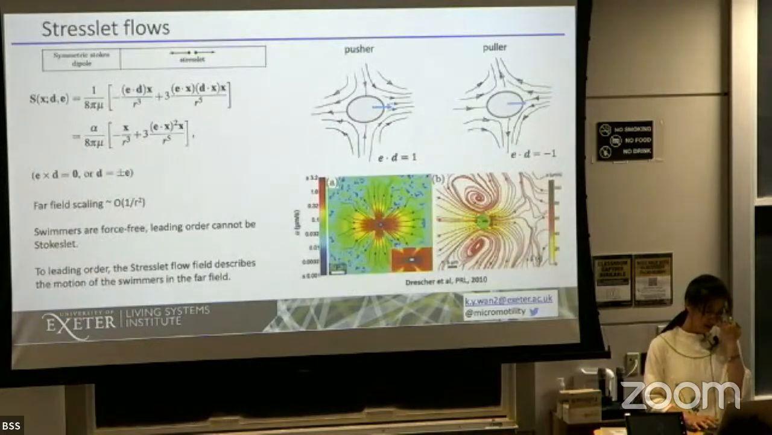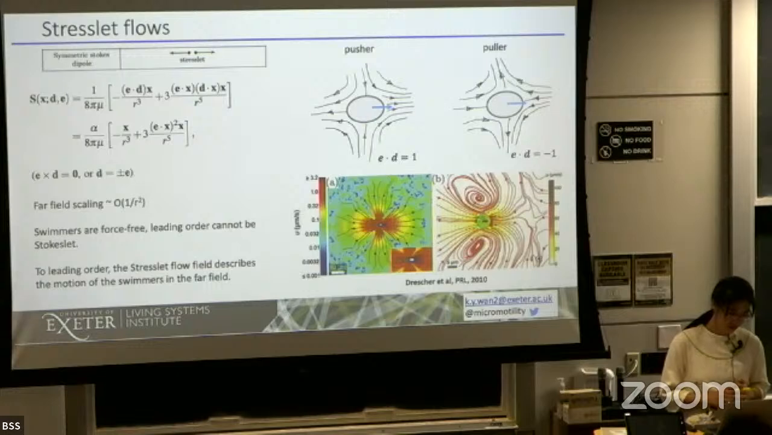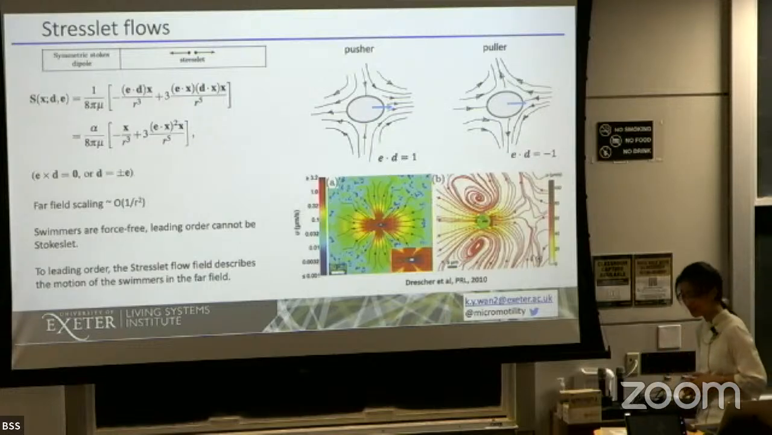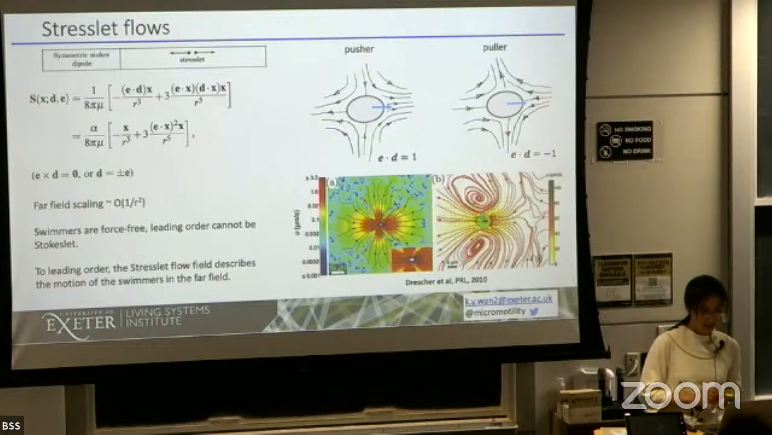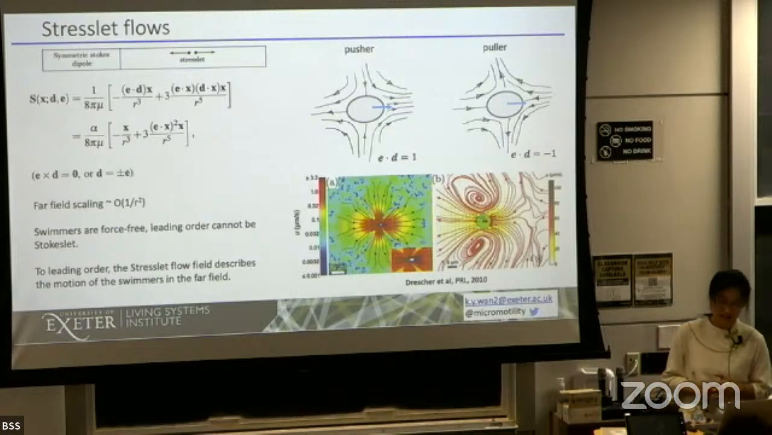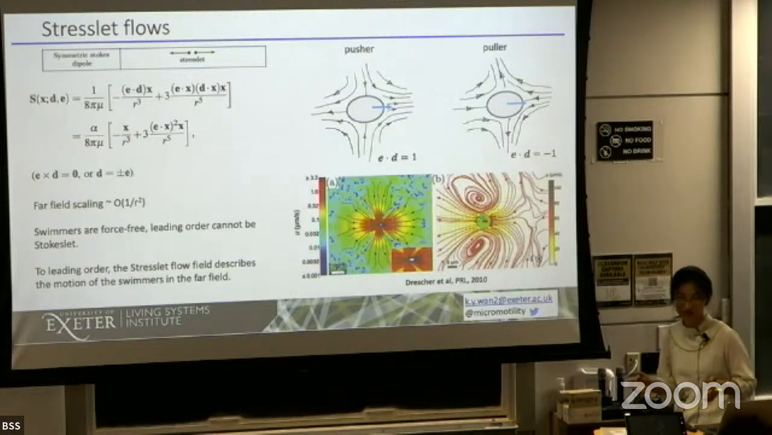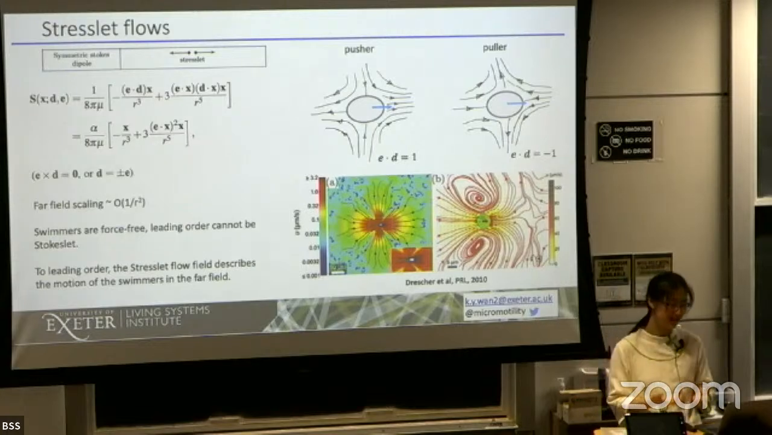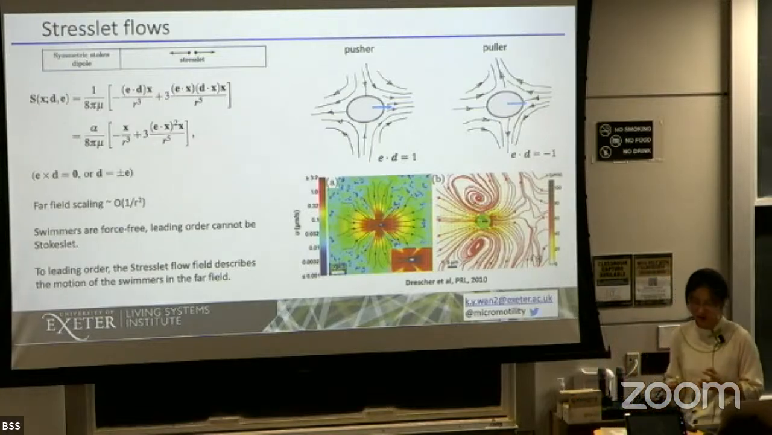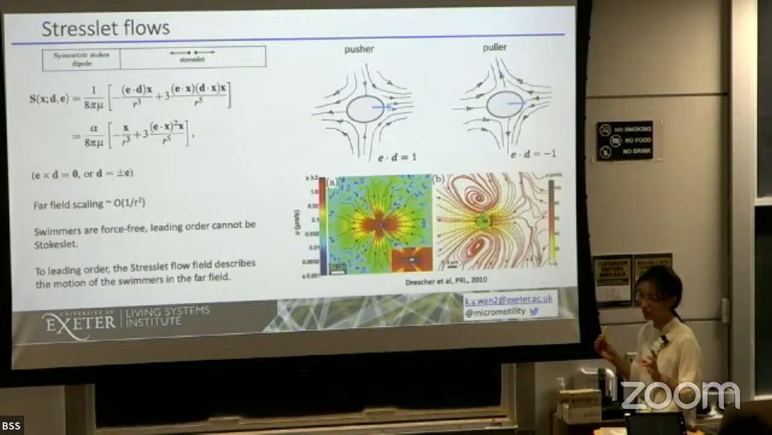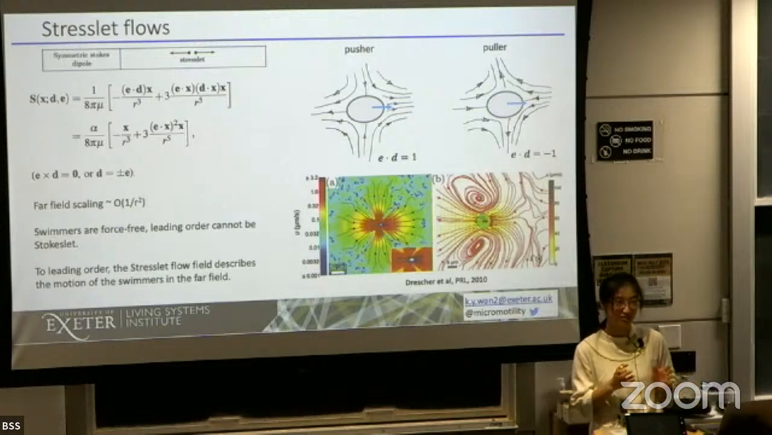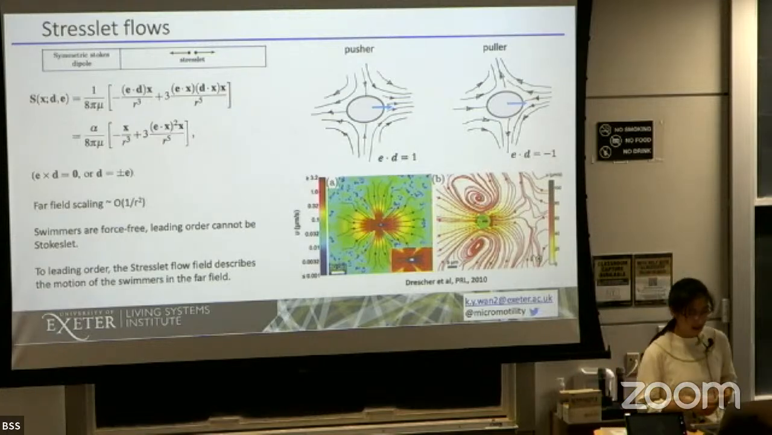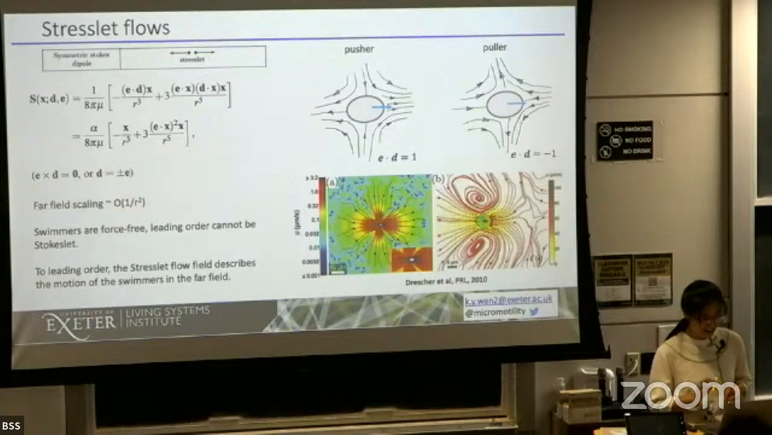Going back to these fundamental solutions we just discussed, it turns out that if you think about what I said about swimmers, you can't really have net force, which is what a Stokeslet is. So there's no way that a freely swimming organism will have a Stokeslet contribution, except in certain cases that I'll come to.